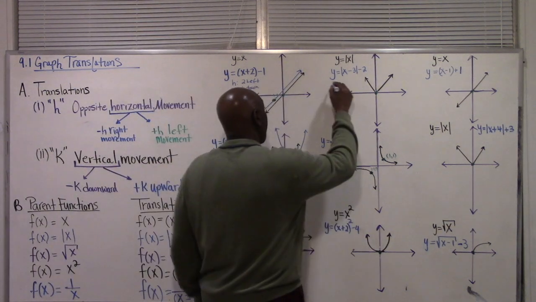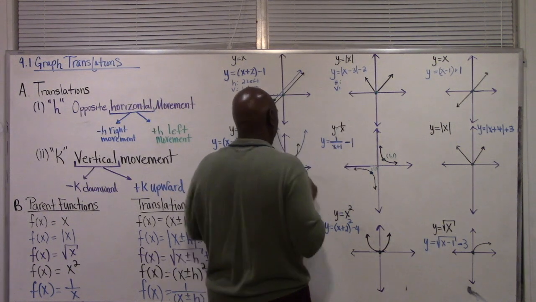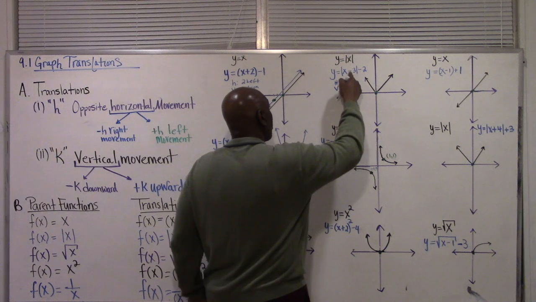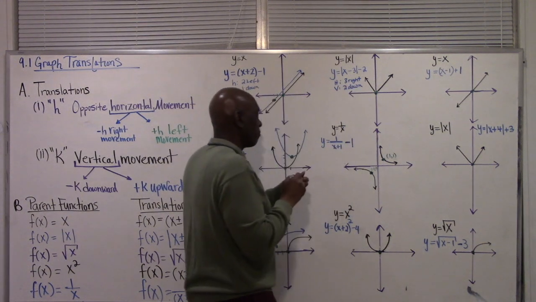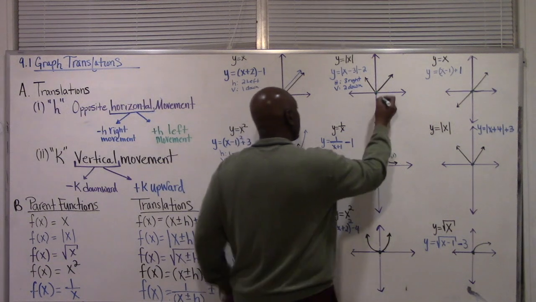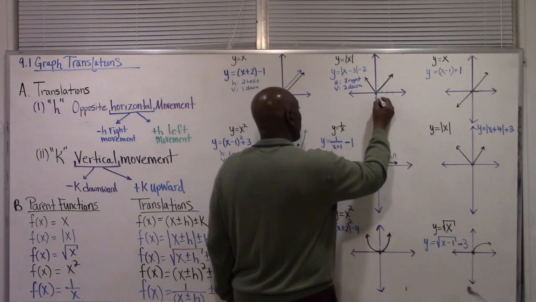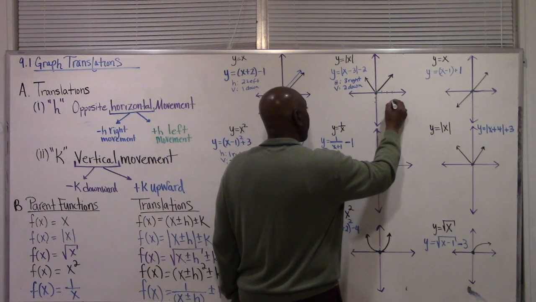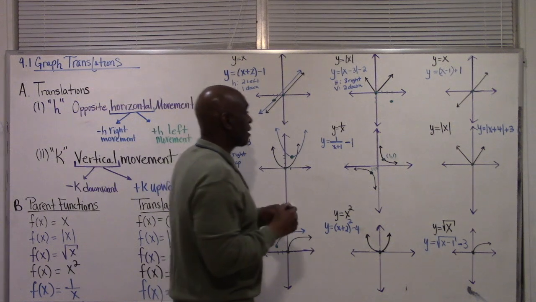What about here? Horizontal, vertical. This one says go 3 to the right and 2 down. Let's do it. 3 to the right. 1, 2, 3, and 2 down. 1, 2. Right there. 3 to the right, 2 down. And sketch.